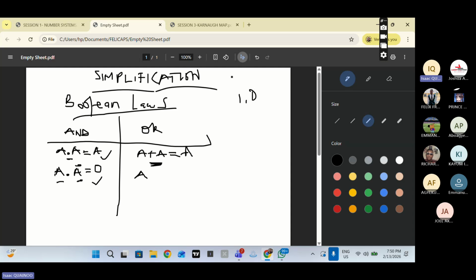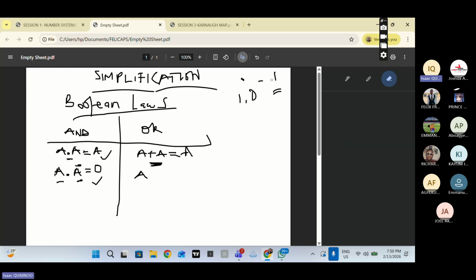That's not always the case. For example, with 0, A dot A will not return 1, but rather it will return 0. I don't know if you're getting it. So A dot A would only return 1 if your A is 1. But when your A is 0, A dot A will not return 1. Sure, sir. Okay, thank you.